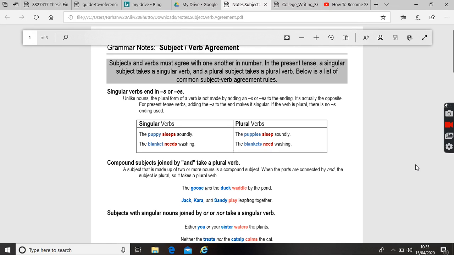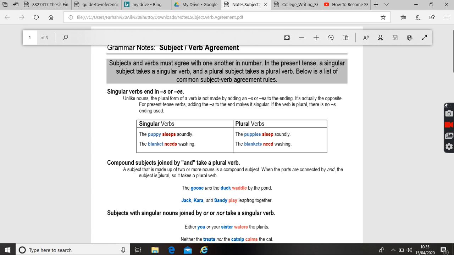Okay, so dear students, in our previous lecture, we learned about the introduction of subject-verb agreement, and we learned the first rule, which was singular verbs end in s or es. Now let's move to the second rule. The second rule is compound subjects joined by and take a plural verb.